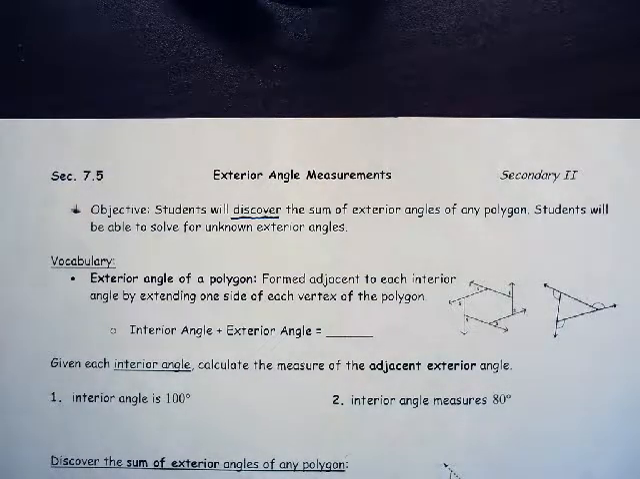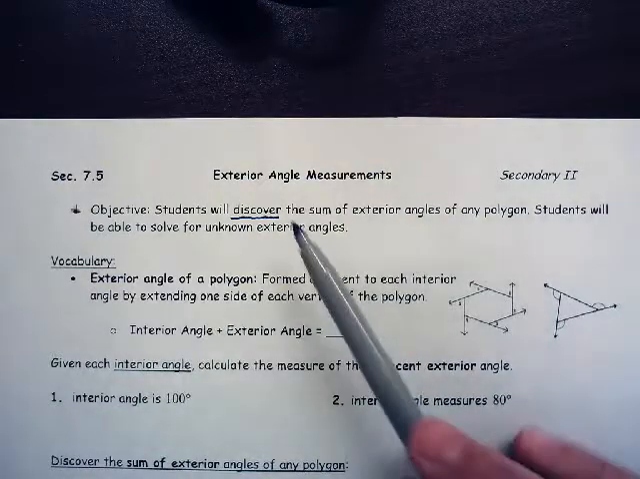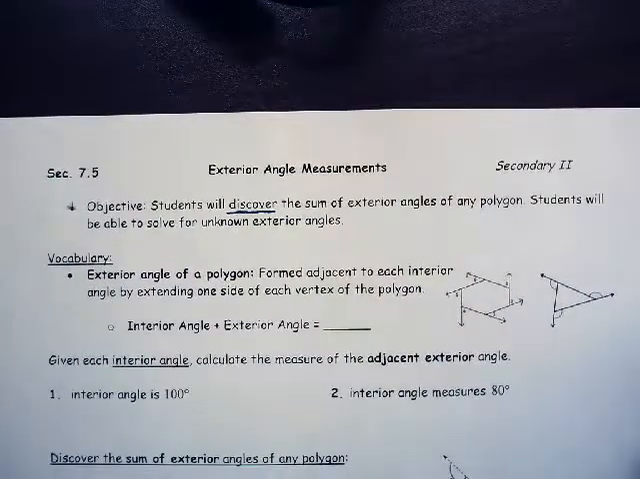Okay, 7.5, exterior angle measurements. We're going to discover the sum, keyword discover, of the exterior angles of a polygon. Students will be able to solve for unknown exterior angles. So let's talk about first, exterior angles.